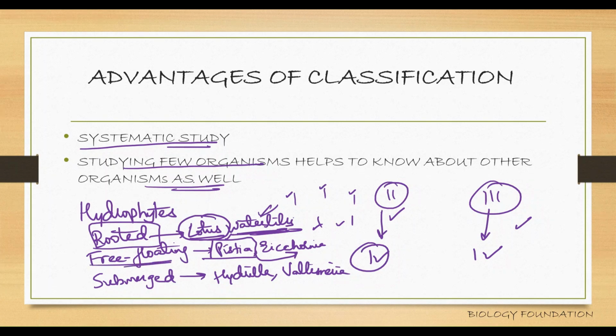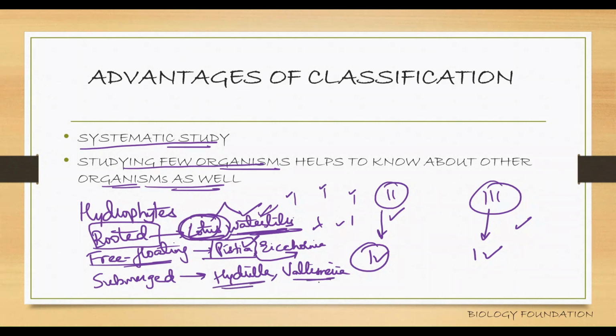That is what I'm meaning to say when I say that classification basically helps us study few organisms. When we study few organisms, it helps us to know about other organisms as well. If you just study about lotus, you'll get to know about water lily because both of them share properties. If you study about Pistia, then those characteristics that you studied in Pistia are also shared by Eichhornia. The same way Hydrilla, Vallisneria.